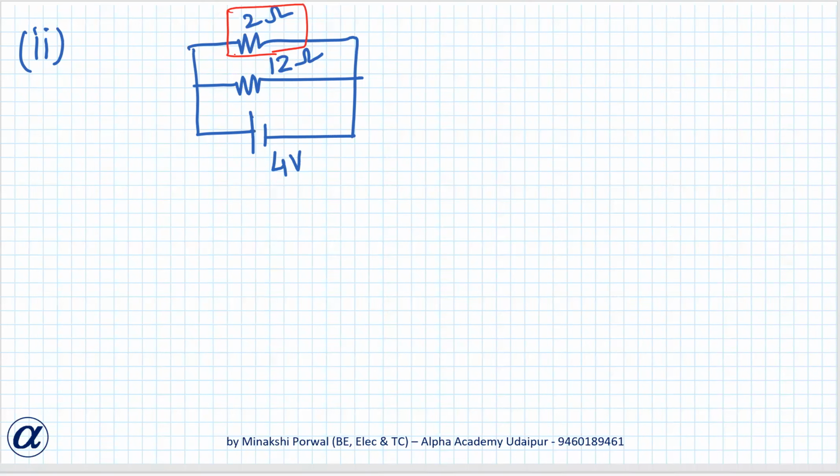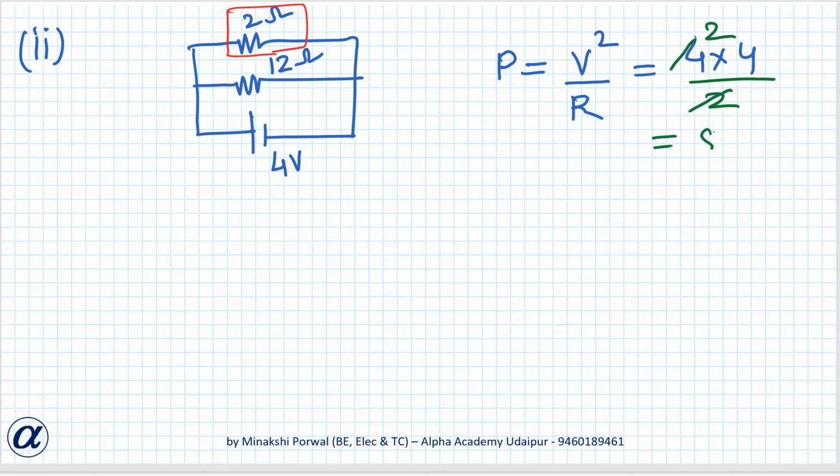As here the potential difference is the same, we can use the formula P equals V square upon R. V is 4 volt because in parallel the potential difference remains the same. For the resistance whose power used we have to find, we have to find the current and potential difference across it. So across this the potential difference is 4 volt, that's why I am taking V as this, and resistance is 2, so this is equal to again 8 watt.